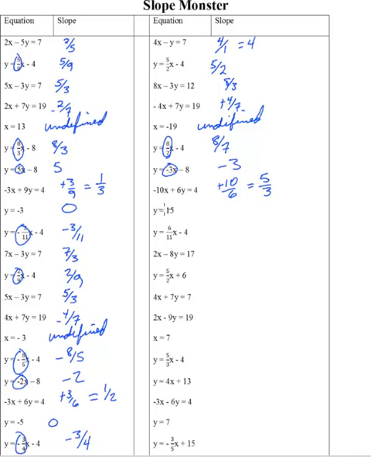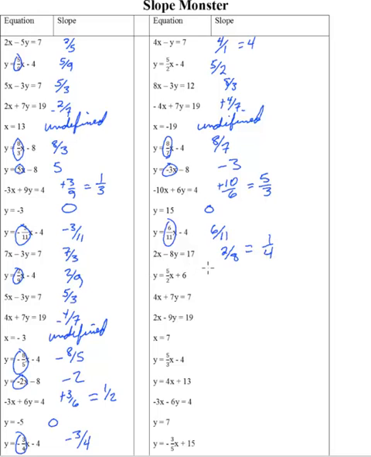Y is by itself, there's nothing in front of x, so we have a slope of 0. That also tells us it's a horizontal line. Y equals 6/11 x minus 4. Y is by itself, so the slope is 6/11, the one right in front of x. Here we have 2 over -8, opposite sign. That's 2 over +8, reduces down to 1/4.